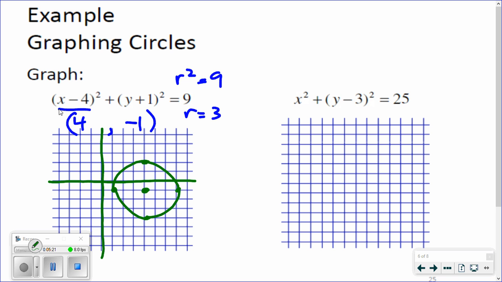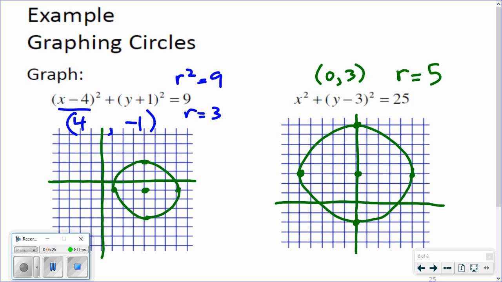I'll do the next one, and you can pause it, and it will be done when you unpause it. So hopefully you tried that, but here's what the circle would look like. The center would be at 0, 3, and then a radius of 5. I counted 5 to the left, 5 to the right, 5 up, 5 down, and made the best circle I could.